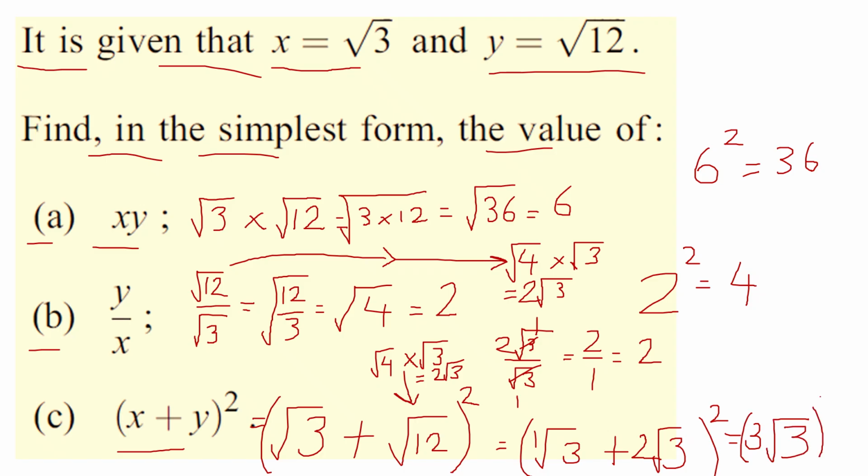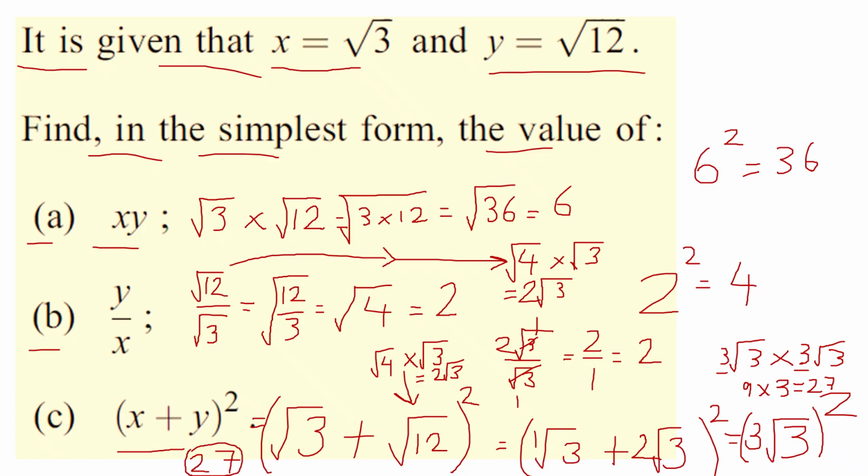That's 3 root 3 times 3 root 3. So write it out in full: 3 root 3 times 3 root 3. Numbers go with numbers, surds go with surds. So number outside times number outside, 3 times 3 is 9, and root 3 times root 3 is root 9, which is just 3. So we have 9 times 3, which is just 27. So part C in the end simplifies to the number 27.